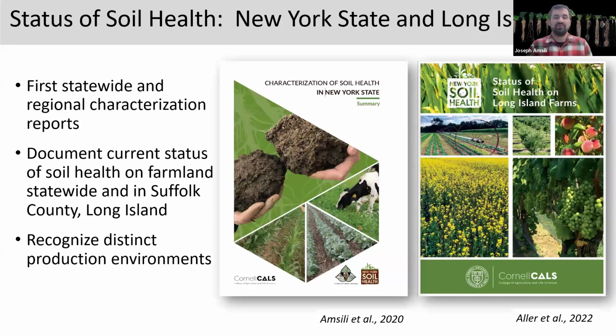And you may have seen some of the results from what I was talking about, characterizing soil health by soil type and cropping system, in some of our summary reports that we've released. We released a statewide report in 2020, and then our first regional characterization report for Long Island, where we're really focused on characterizing the status of soil health on Long Island farms. So this was really important in terms of documenting the current status of soil health, and also shares this distinct production environment approach.